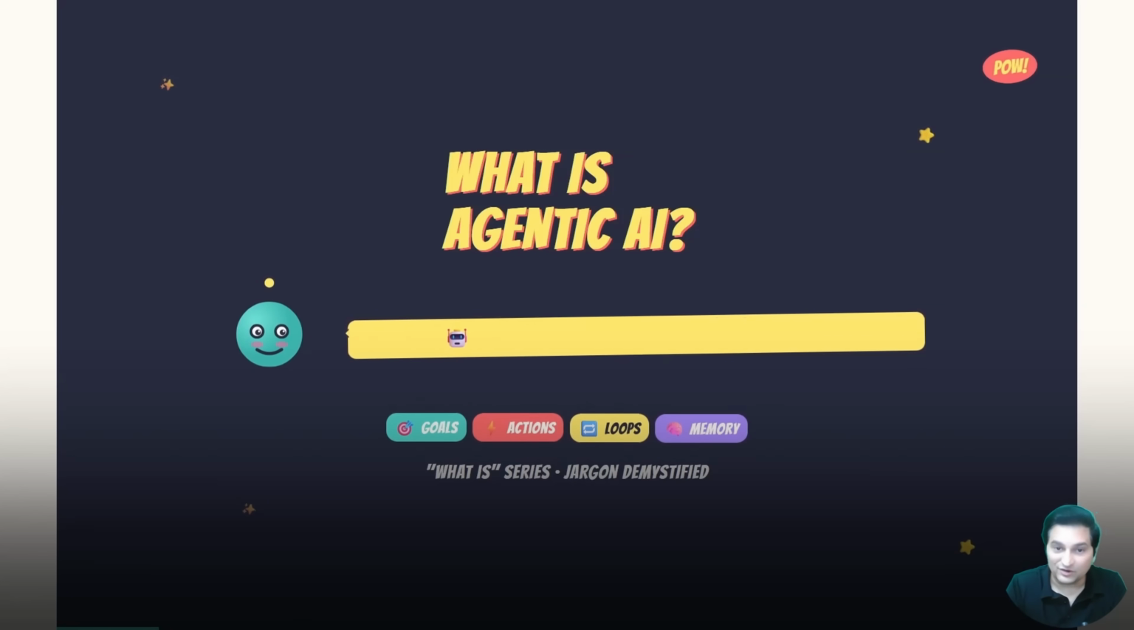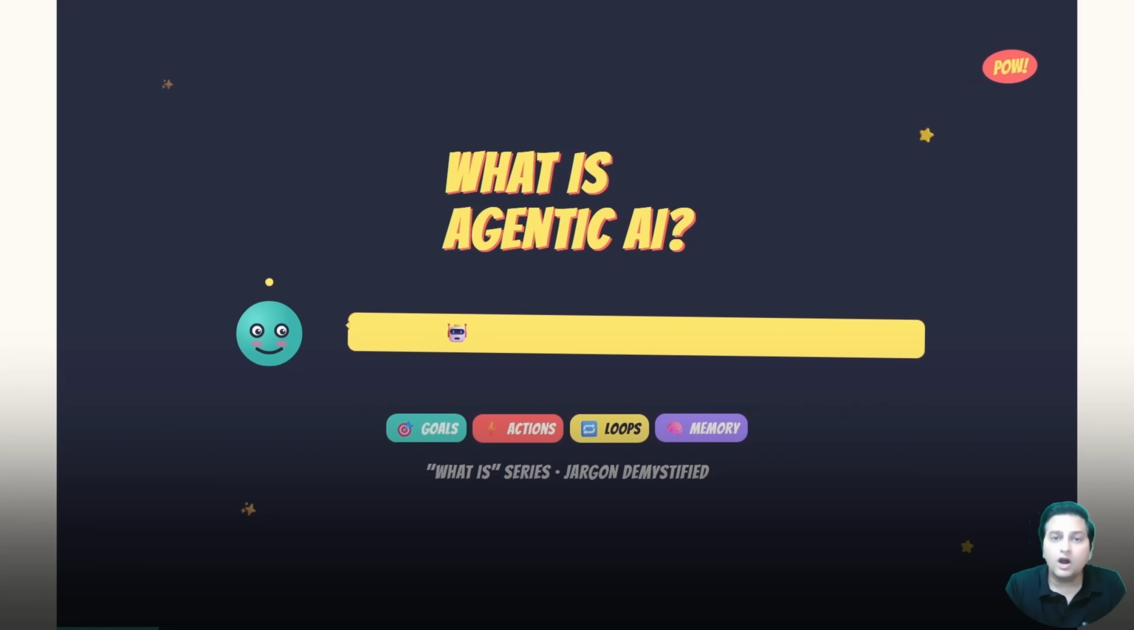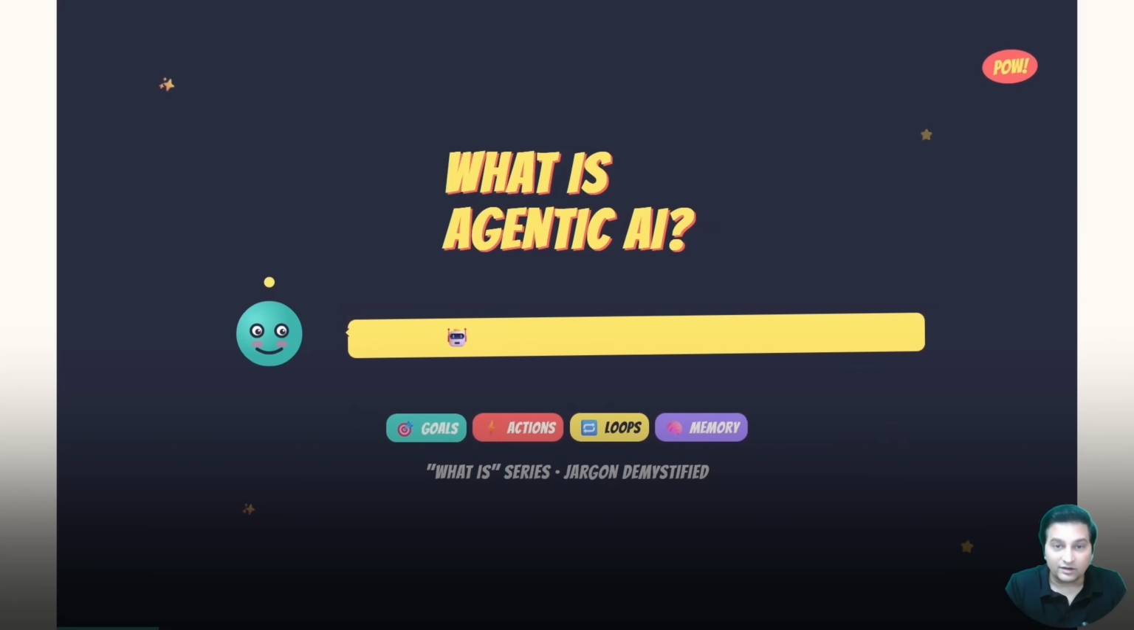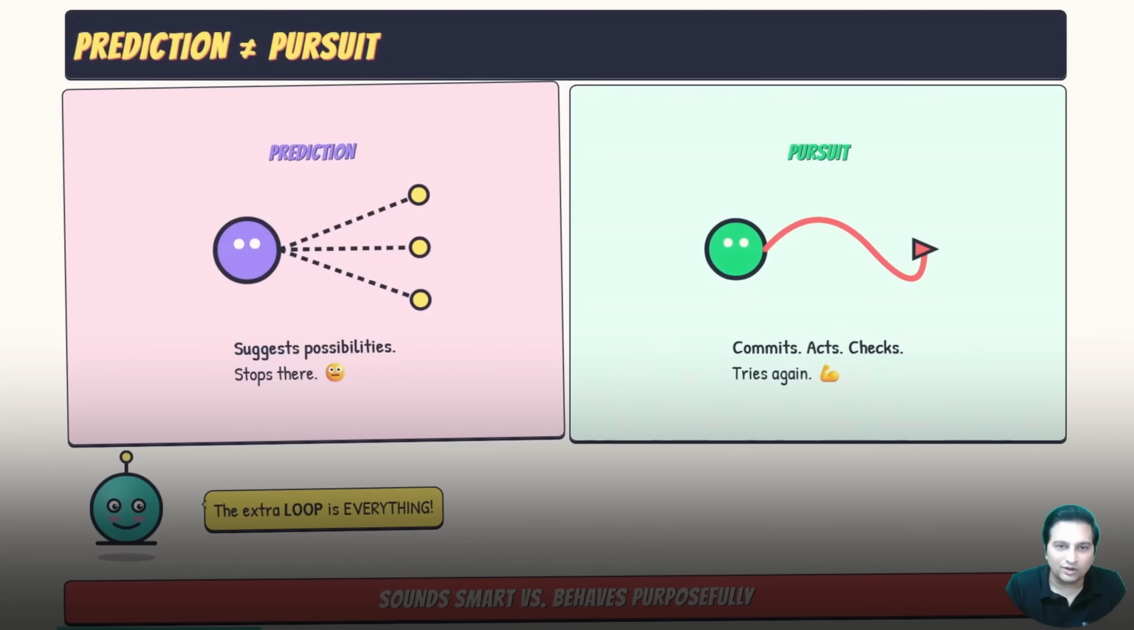Today's word is Agentic AI. You have heard it in every keynote this year, and you probably nodded along. But if someone cornered you at a dinner and asked what it actually means, could you explain it? That's the gap we are closing. Meet Pixel, our little guide. In 5 minutes, you will get it. The real idea, not the buzzword.